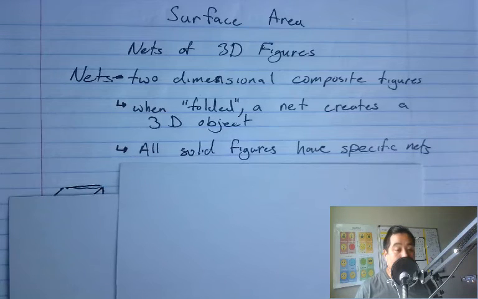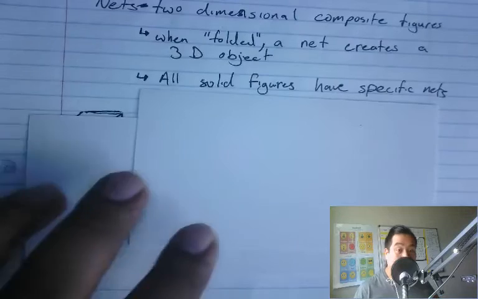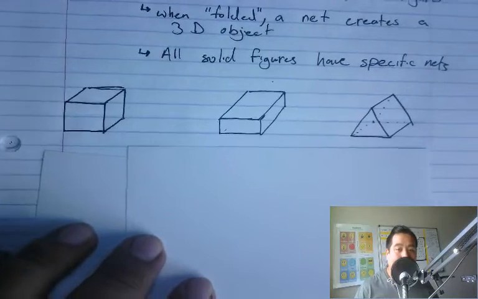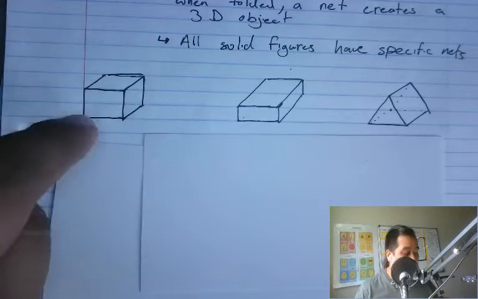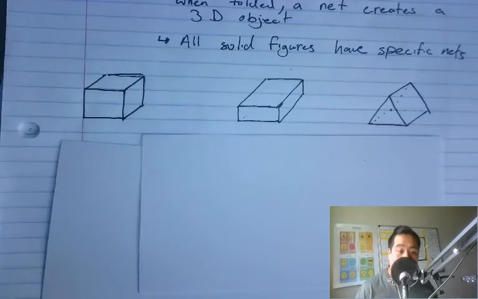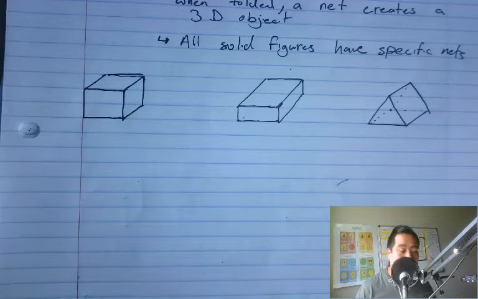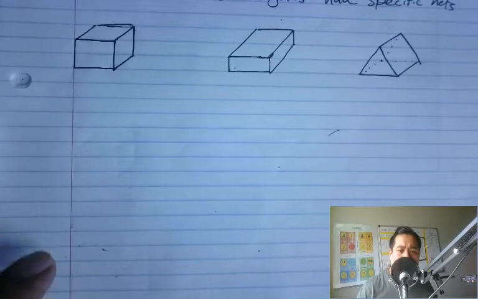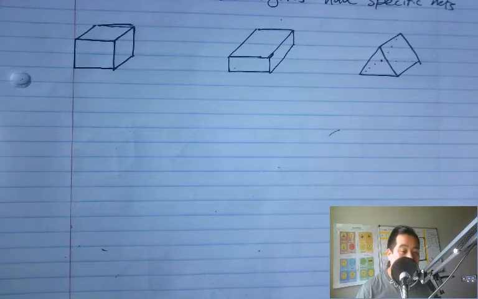All right, so let's go ahead and look at the first shapes we have here. The first three shapes I drew were a cube, a rectangular prism, and then a triangular prism. So I'm going to go ahead and draw those nets that match with these prisms, okay? So go ahead and give me a second.